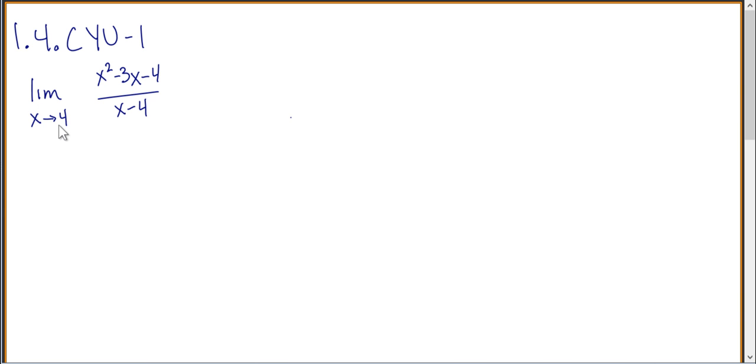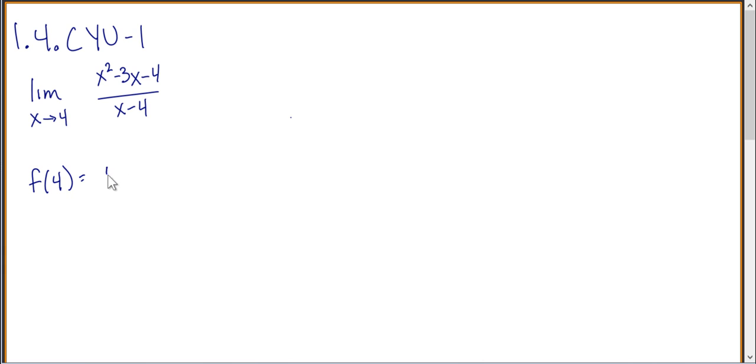In this 1.4.CYU-1, we want to find the limit as x approaches 4 of x squared minus 3x minus 4 over x minus 4. Now this is one of the types of problems where it breaks it down into steps and there's also parts. So first it asks us some things like, is our function f of x equals these terms defined when x equals 4? Or they're asking, can you actually find f of 4?